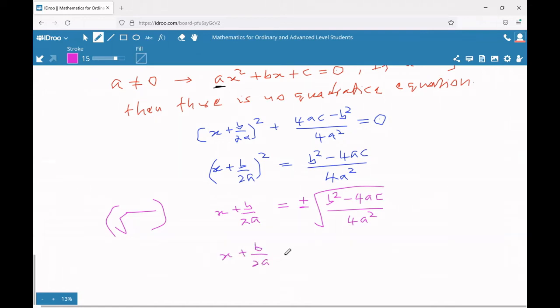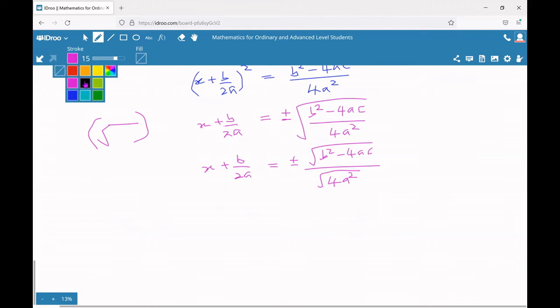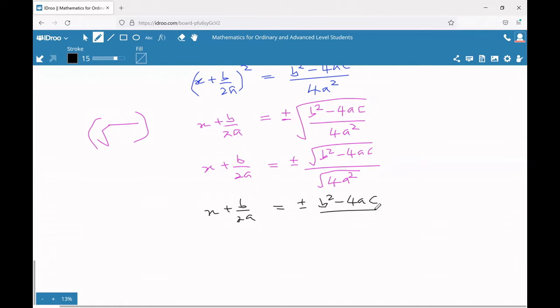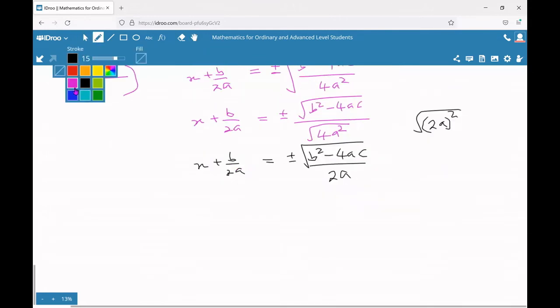If you remember the normal rules of surds, we can rewrite this by separating the square root signs for the numerator and denominator. That is really simple algebra. So x plus b over 2a is equal to plus or minus the square root of b squared minus 4ac, over the square root of 4a squared, which I can write as 2a squared. The square root of that will simply be 2a. But we still have the square root on the numerator, because we did not simplify it yet.